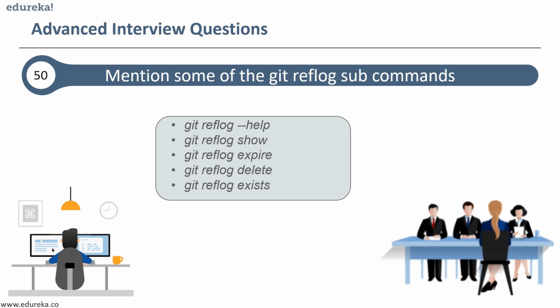The third command is git reflog expire. So this command is used to prune the older reflog entries. The fourth command is git reflog delete. So as the name suggests, this command deletes single entries from the reflog history. And the fifth command is git reflog exists. So this command checks whether a reference, that is a branch or a tag, has any reflog history entries. So these were a few git reflog subcommands that you can answer in this question.